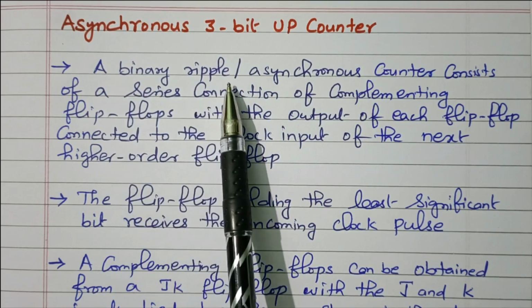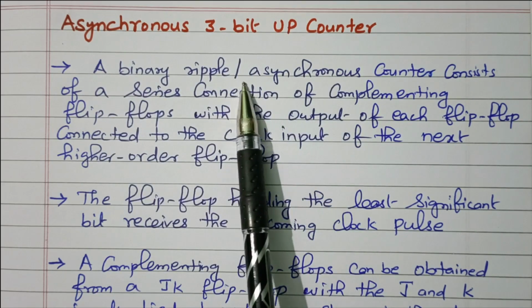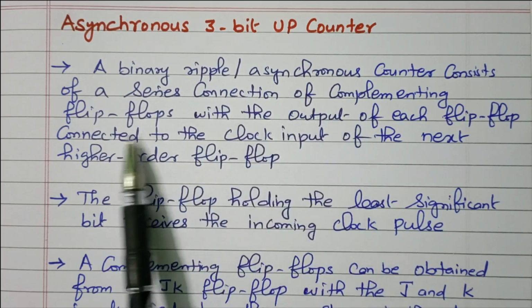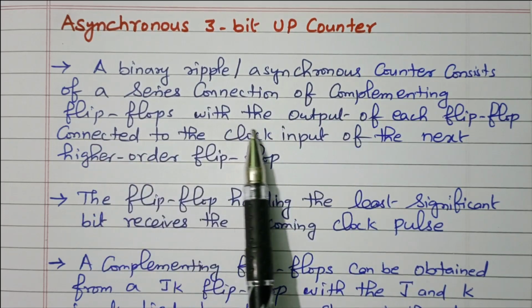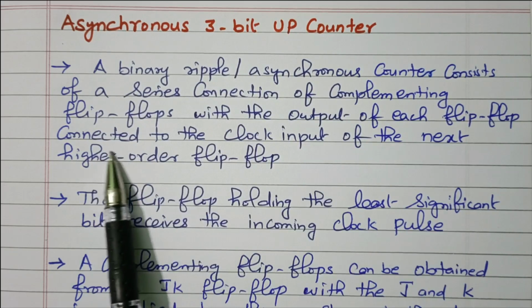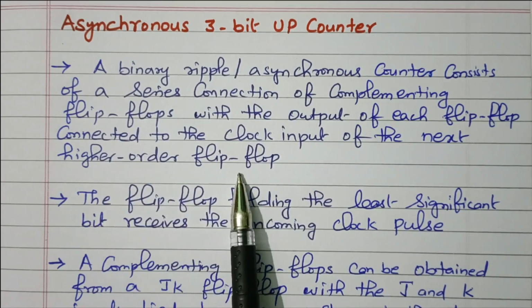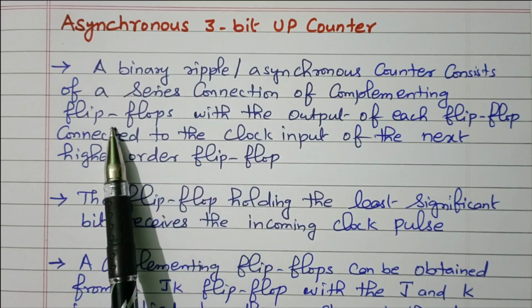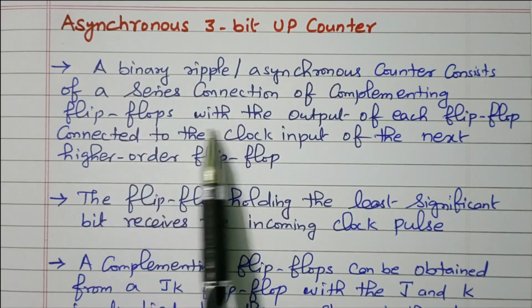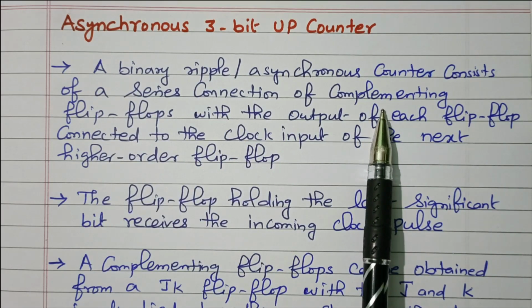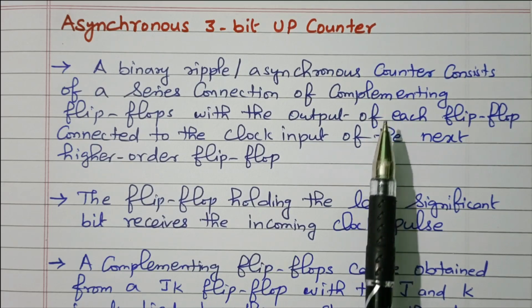A binary ripple counter, or asynchronous counter, both are the same. It consists of a series connection of complementing flip-flops with the output of each flip-flop connected to the clock input of the next higher order flip-flop. So a series of flip-flops are connected together. Complementing means it is negative edge triggered. An inverted clock pulse is given, so that is called complementing.